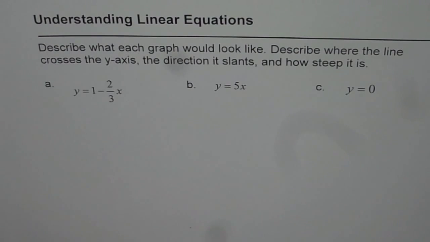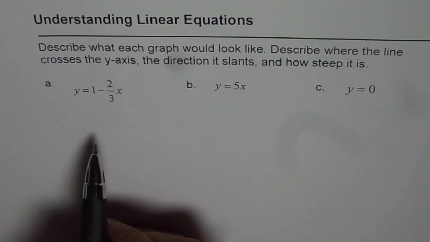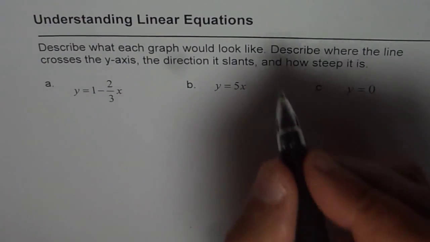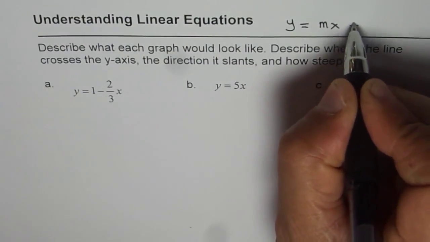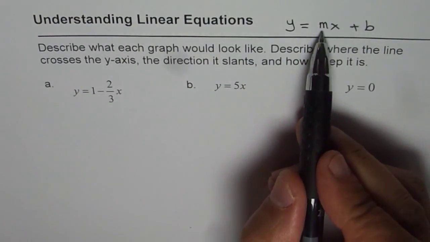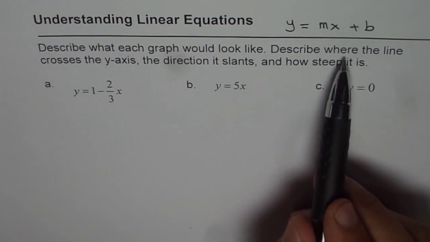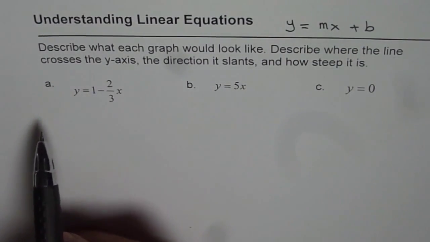Now when we are given equations of the line, and these ones are in slope-intercept form, then we can always describe the line with the help of slope and its y-intercept. In general, the equation is y equals mx plus b, where m gives steepness or slope and b represents the y-intercept. That is where the line crosses the y-axis.